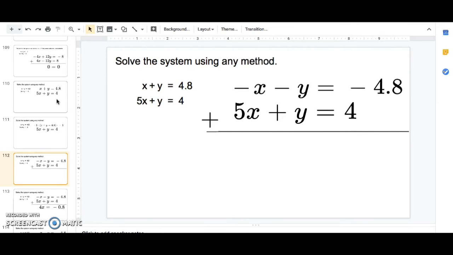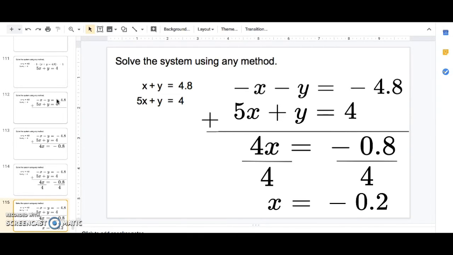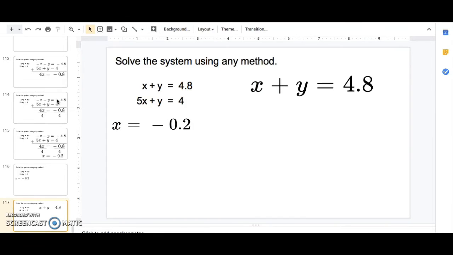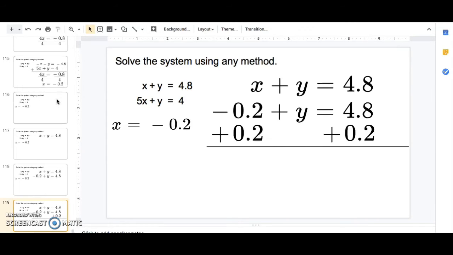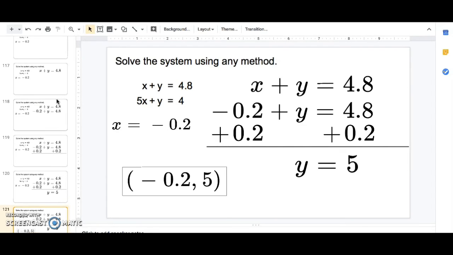Now I'm going to add them together. -x plus 5x is 4x. The y's cancel out, become 0. -4.8 plus 4 will give me -0.8. So now I'm going to divide both sides by 4, and x is going to equal -0.2. Now I'm going to put the -0.2 into the first equation for x to find y. So -0.2 plus y equals 4.8. Add 0.2 to both sides, and I'll have y equals 5. So my ordered pair is going to be -0.2 and 5.